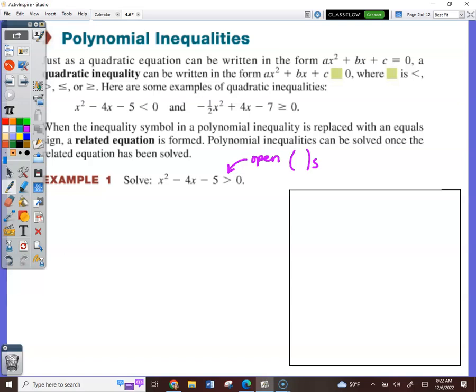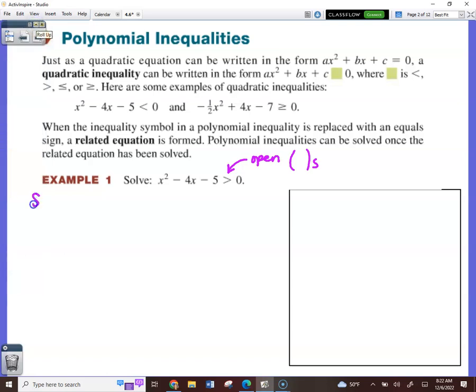right? The technique for solving inequalities is you solve like it's an equation to find what's called your critical points. Your critical points are where the solution set either ends or begins, and then you just shade. You have to test sections and shade to see where your answer is. So we're going to pretend like this is just an equation.